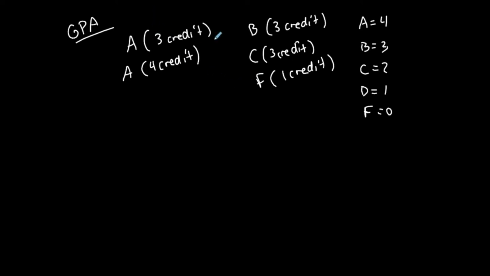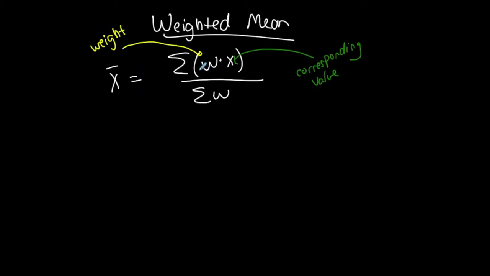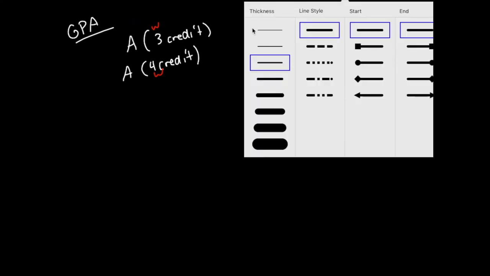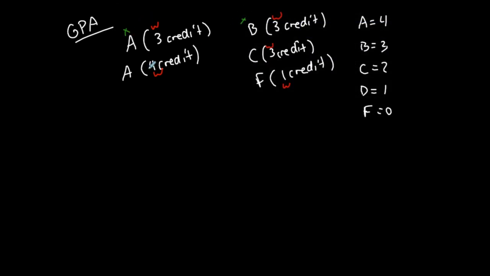So the weights are the credits. This is a w, this is a w, this is a w, this is a w, and this is a w. In my formula, my weights are the number of credits because that tells us how much the overall average is affected. A 4-credit class weighs more into the overall GPA than a 1-credit class. That means the A's, the B's, these points, are the x's. I'll put it in green. These are my x's, in numerical value.